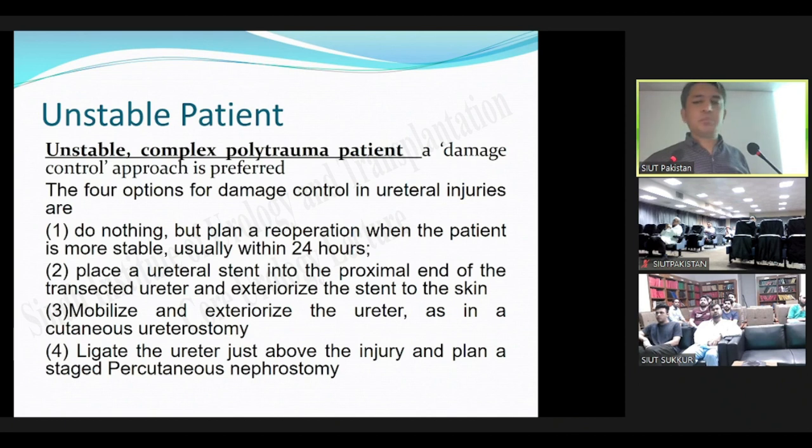Percutaneous nephrostomy should be done when the patient is resuscitated in the ICU, and later we do the definitive repair. And option two: place a ureteral stent into the proximal end. This stent, if available a single J stent, or at least a pediatric feeding tube, can be placed into the proximal part of the transected ureter and tied down with a suture just proximal to the transected part, so that the feeding tube or stent does not dislodge in the perioperative course.